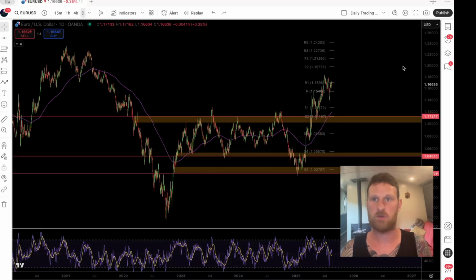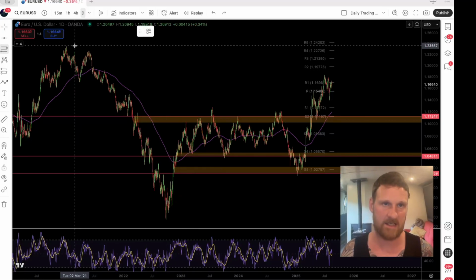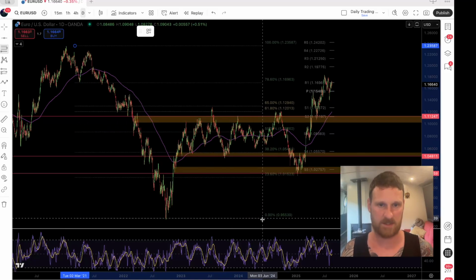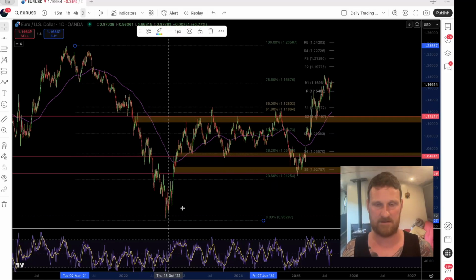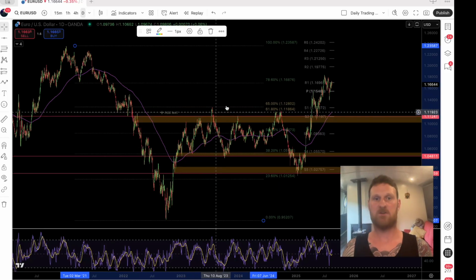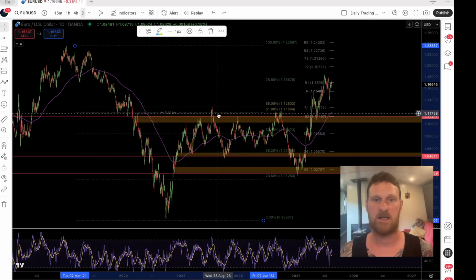Finally, you can do some fib overlapping. For example, we've got this larger degree wave, bearish wave here. Let's see what happens when we measure that. And we can see price finds resistance directly into the golden pocket of that wave.